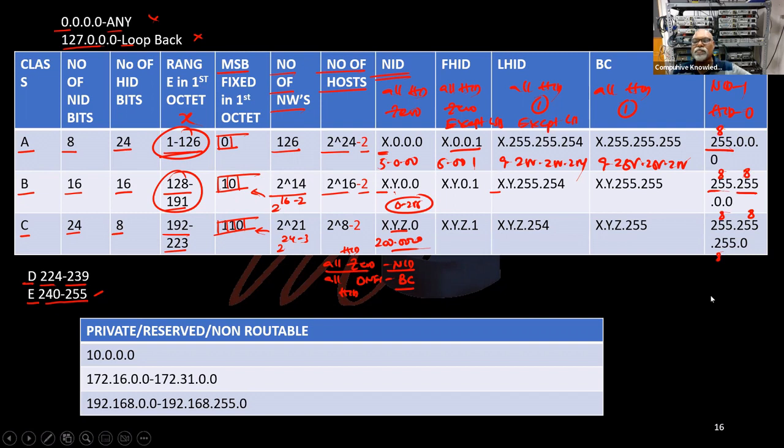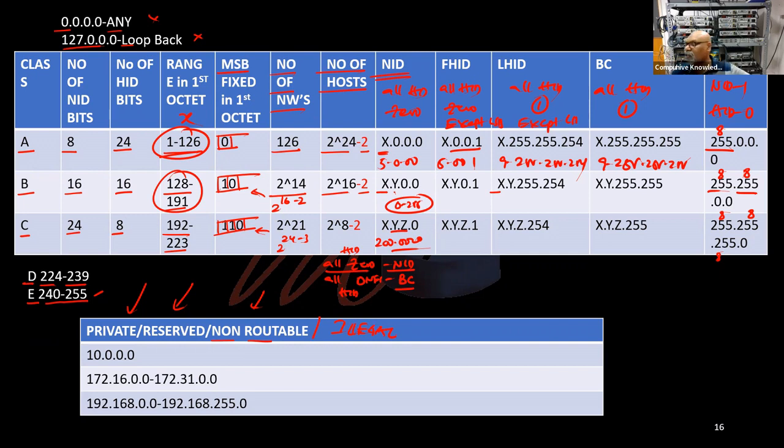8, 8, and 8. Any doubts? See? Private or reserved. It's also called non-routable. Why non-routable? You can't go to the internet with these. The internet cannot route these IP addresses. Some textbooks also say illegal IP addresses. Why? Because they are not legal on the internet.